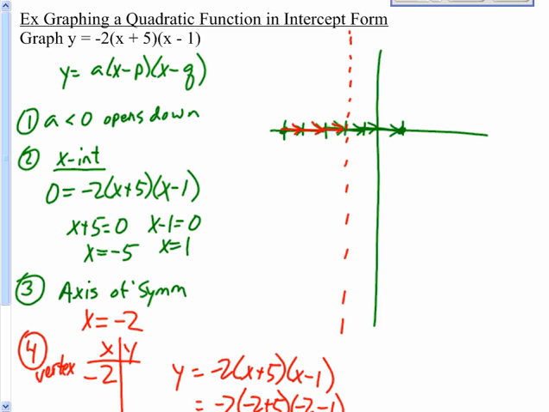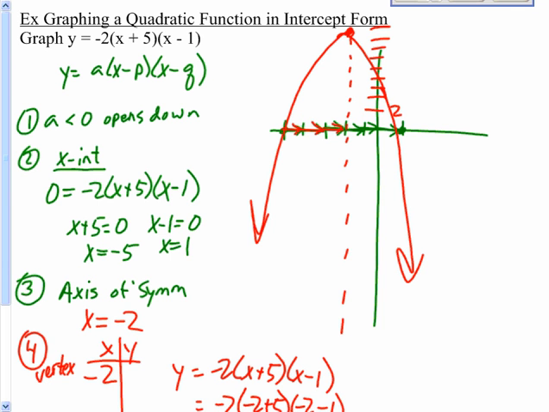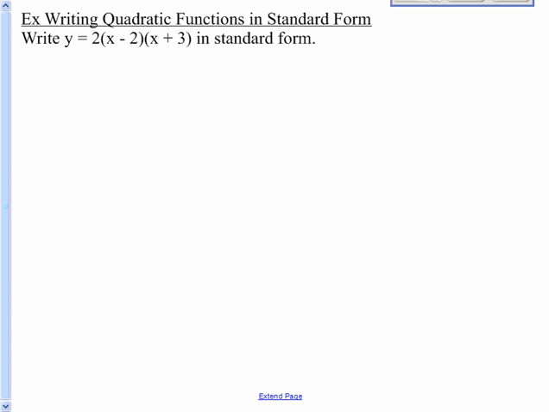Okay, let me go by 2's. 2, 4, 6, 8, 10, 12, 14, 16, 18. Sorry, I'm running out of room here. I have 18. Plug some points in, and you'll see that's what it looks like. It opens down. Okay, so that's your intercept form. A couple examples of that.